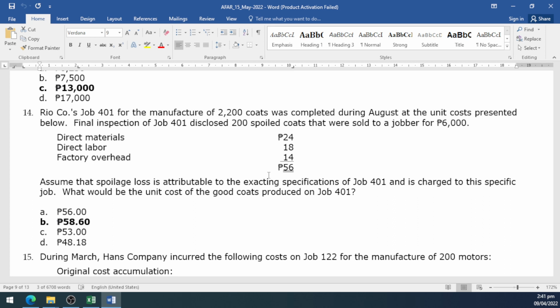Charge to specific job ito eh. Spoilage is attributable to exacting specifications of job 401 and is charged to this specific job. So, ang tatanggalin mo lang sa work in process, yung salvage value ng spoiled. O di 123,200 minus 6,000. Yun lang po, tatanggalin dyan. Total cost of the job, 117,200. At ang good units ay 2,000 na lang.